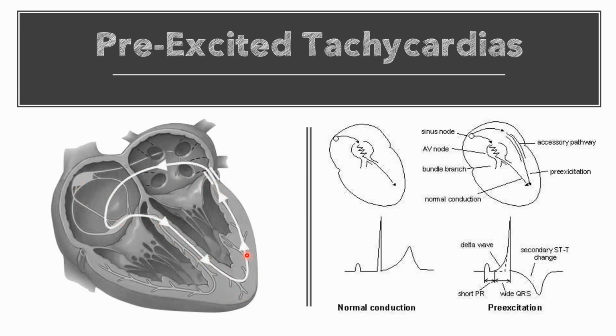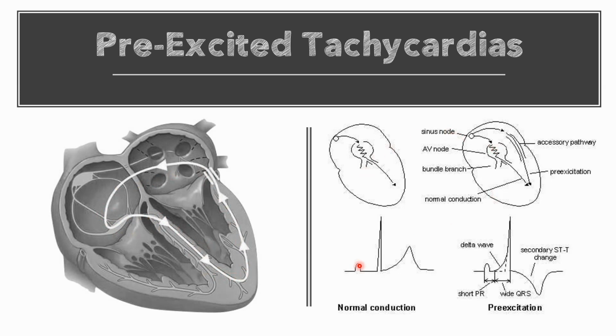But in WPW, they have an extra pathway. Now, this pathway can be anywhere. It doesn't have to be here. But so it would come down, conduct anterogradely, so down the normal conduction pathway, and then come back up through the accessory pathway. So you see the normal pathway.